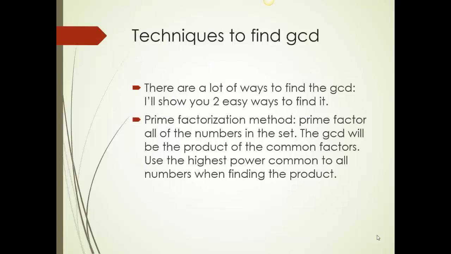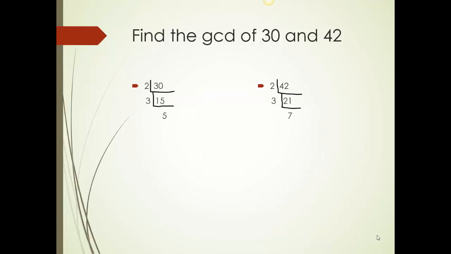There are many ways to find the GCD. I'll be showing you two. The first one I'll talk about is prime factorization. For prime factorization, you'll prime factor each number in the set and then find the product of the common factors. You want to make sure you use the highest power common to all numbers when finding the product.